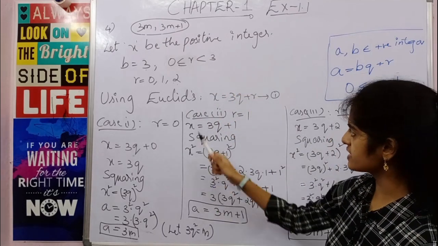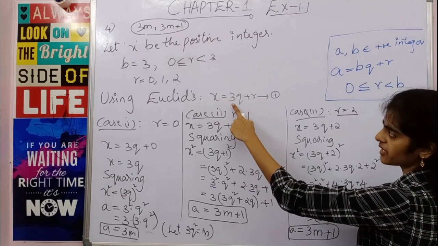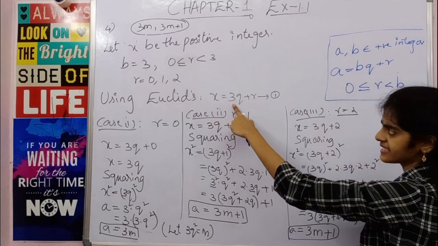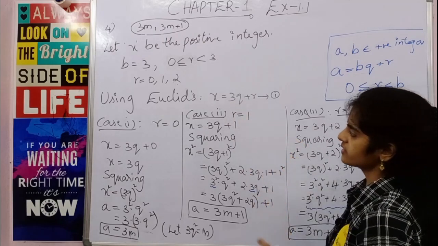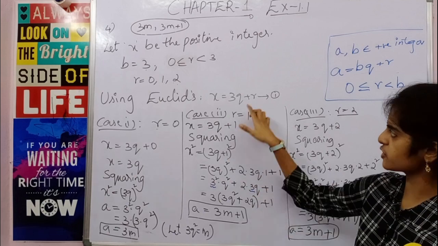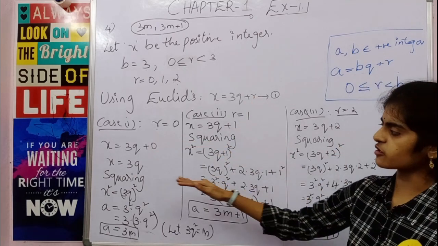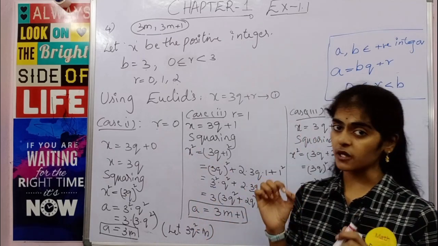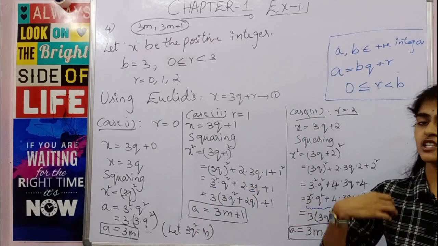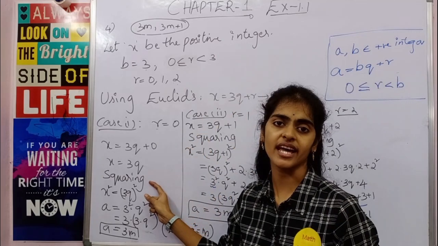Clear? Now using Euclid's division formula you have written this x equal to 3q plus r. Why 3? Because you have b as 3. Okay, so now considering r equal to 0, r equal to 1, r equal to 2, you will substitute here in this equation. Okay, now why are we squaring this? Because in the question it is asked to find the square of any positive integer. Okay, that is the reason we are squaring it.